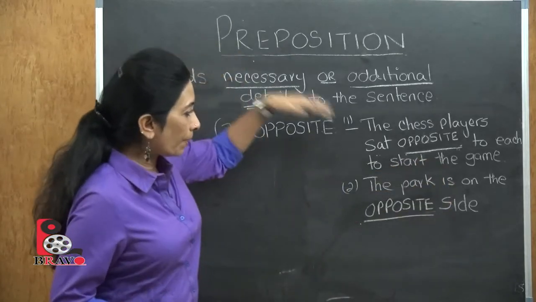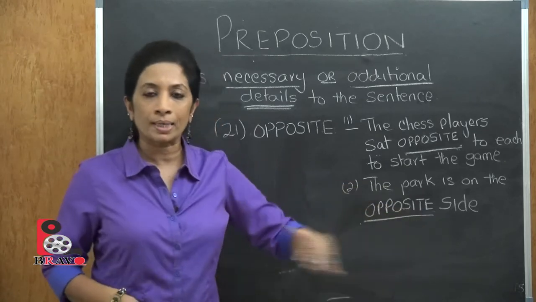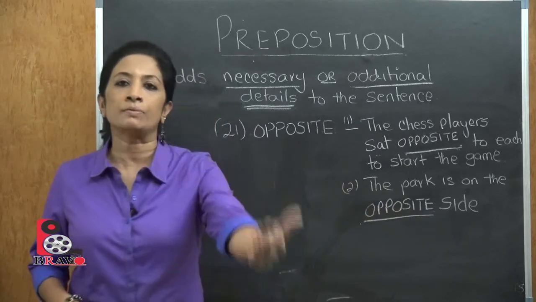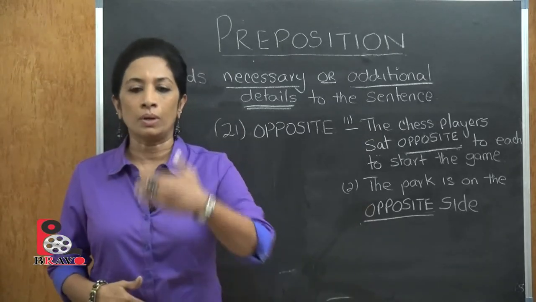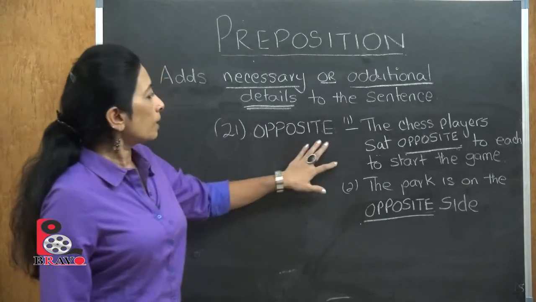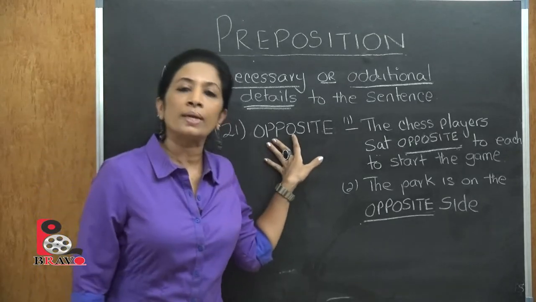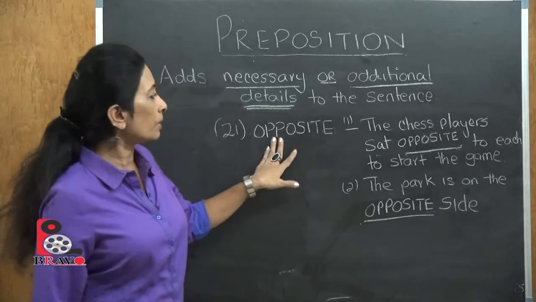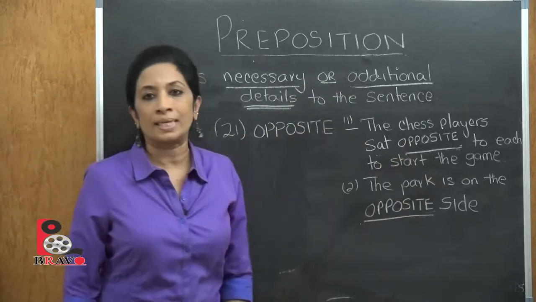Second example is the park is on the opposite side. So where is the park? It's on the opposite side of the road, opposite side of the school, wherever you want to say. So opposite means in front of. Literally the meaning is to be in front of. So this is one commonly used word that is used in speaking English and also in writing English. It's a very, very commonly used word that gives an additional detail in the sentence.